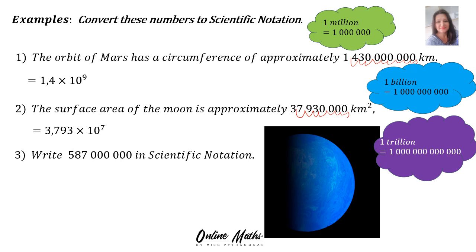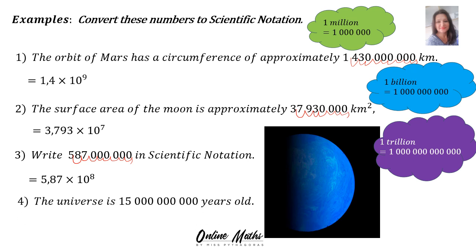Number 3. Write 587 million in scientific notation. Add invisible comma 1, 2, 3, 4, 5, 6, 7, 8. Therefore, it's 5,87 times 10 to the power of 8. Number 4. The universe is 15 billion years old. Add invisible comma and move 1, 2, 3, 4, 5, 6, 7, 8, 9, 10. That number in scientific notation, 1,5 times 10 to the power of 10.